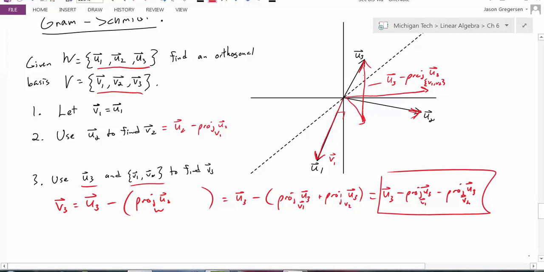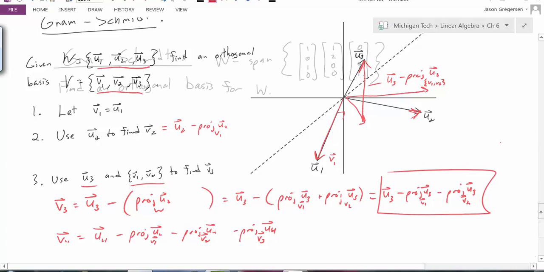Of course, if this was a larger space and we had to keep going, in other words, if we had a four-dimensional subspace W, where we had u1, u2, u3, and u4, and we wanted to find four v vectors to form the orthogonal basis, we would just keep following the same pattern. The v4 vector would look like u4 minus the projection of u4 onto v1 minus the projection of u4 onto v2 minus the projection of u4 onto v3. We could keep going with this process for larger spaces.